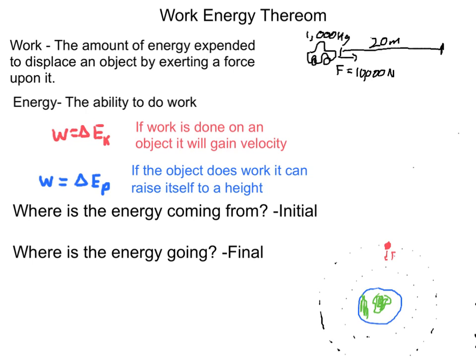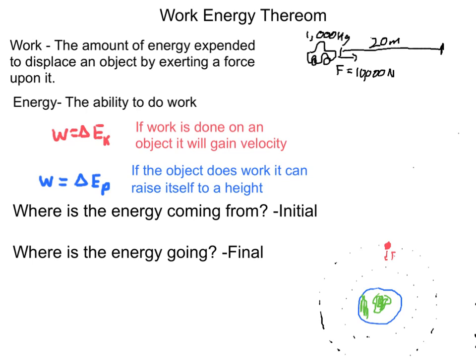All right, now we're going to deal with the work energy theorem, and we've been alluding to this all unit long. Work, check out this definition, is the amount of energy expended to displace an object by exerting a force, but it is the amount of energy. And energy is the ability to do work. So energy is all about doing work, and work is all about spending energy. Work and energy are the exact same thing.